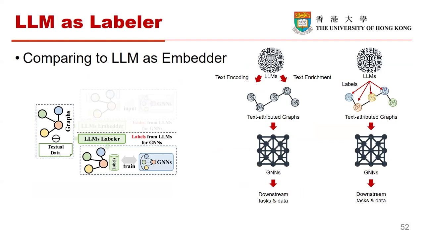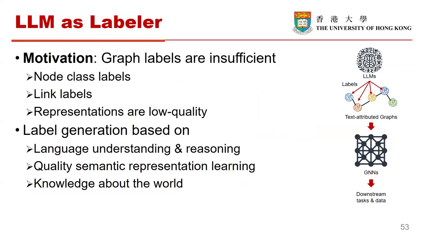As we have mentioned, there are two categories for the LLMs-as-prefix methods. The first one uses LLMs to generate some textual embeddings to enhance the graph encoding process, while the second category uses LLMs as the labeler to generate labels related to the graph data. These generated labels are used to enhance the model training of graph neural networks. Specifically, the motivation of this type of method is usually to address the insufficiency of graph labels. Such insufficiency can exist in many aspects, including node class labels and binary link labels. There is also an additional case in which the GNN representations are low quality, and we want to generate some labels for the representation learning.